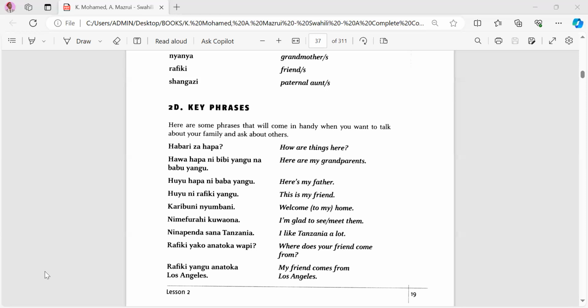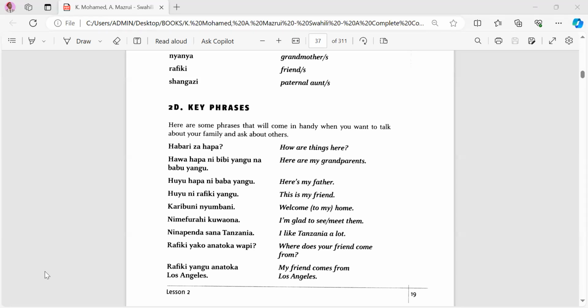Habari za hapa. Hawa hapa ni bibi yangu na babu yangu. Not baba, babu. Baba is father, babu is grandfather. So if you say baba, you might mean father instead of grandfather. Okay, babu yangu. Here are my grandparents, sorry.